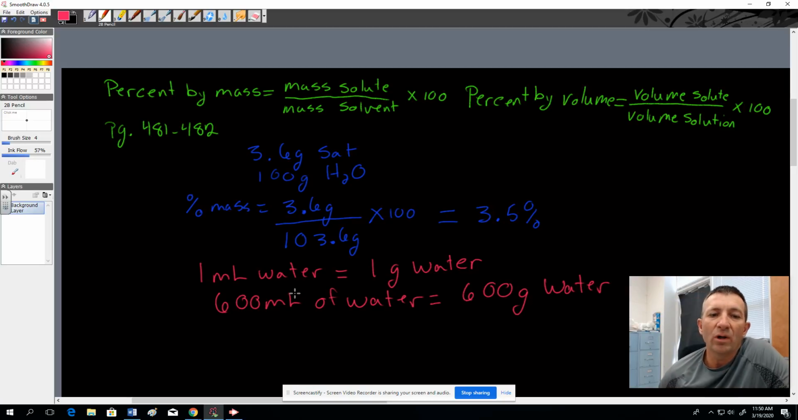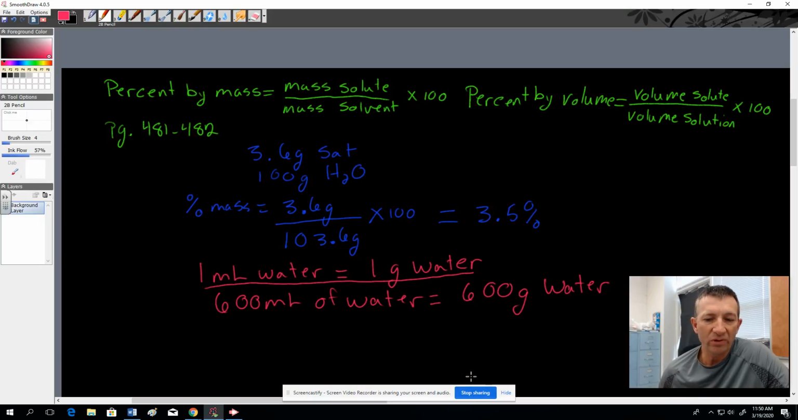Now, this is just for water. It's not for every liquid, just for water, but that's an important conversion right there, that 1 milliliter of water equals 1 gram of water, to remember. And this is how you do percent by mass.